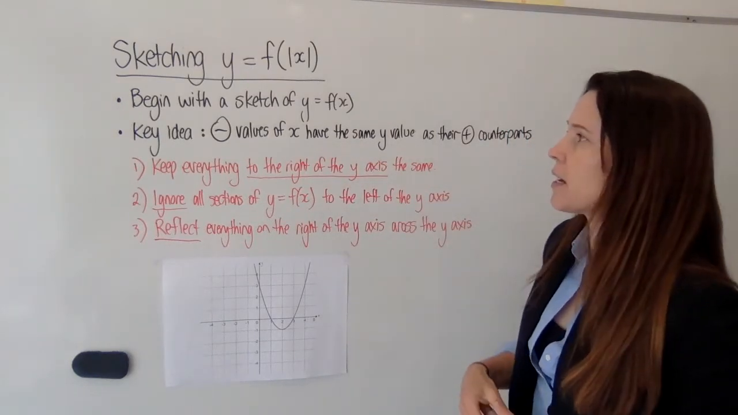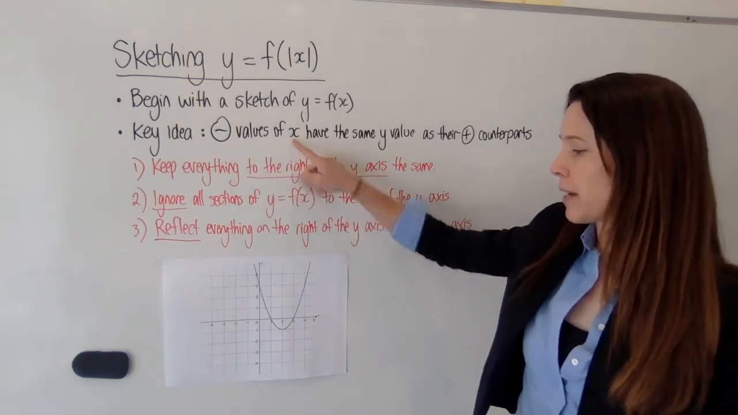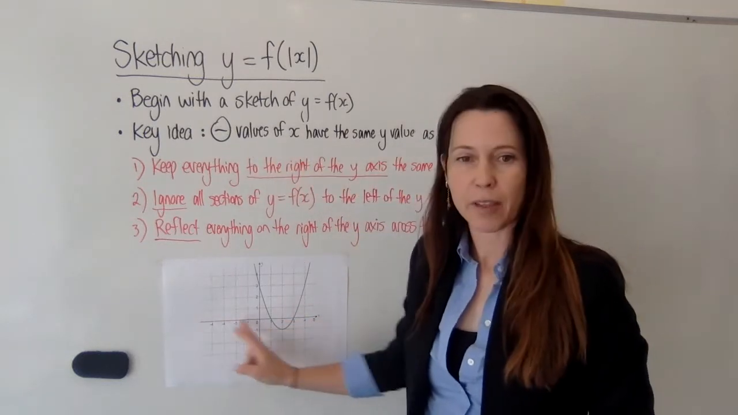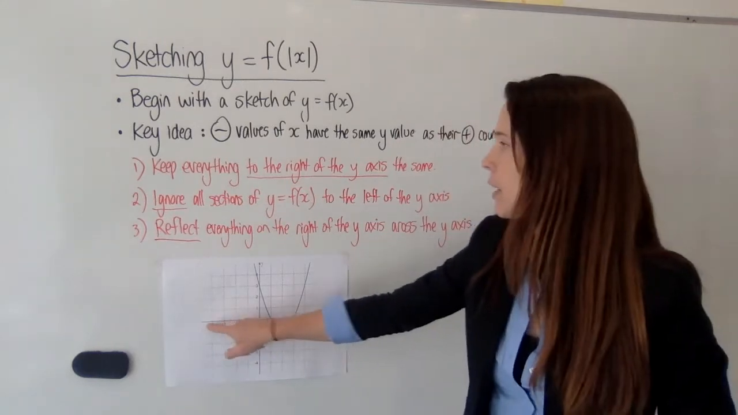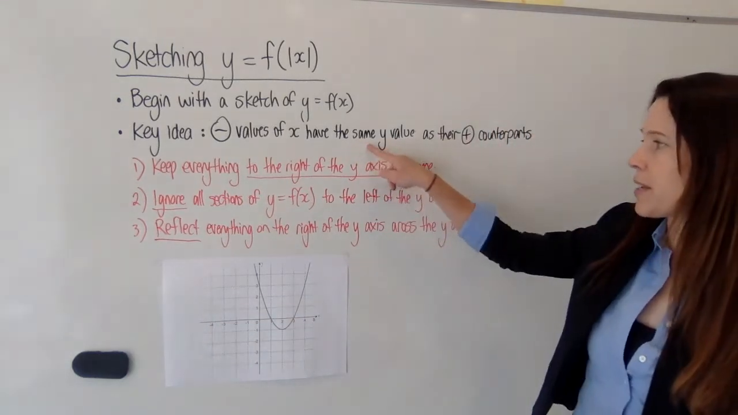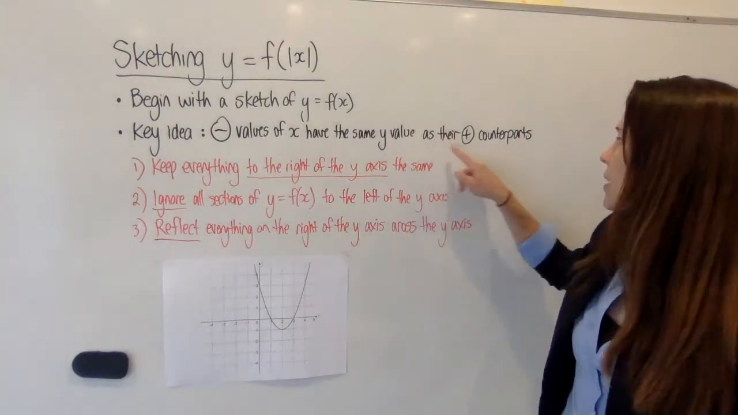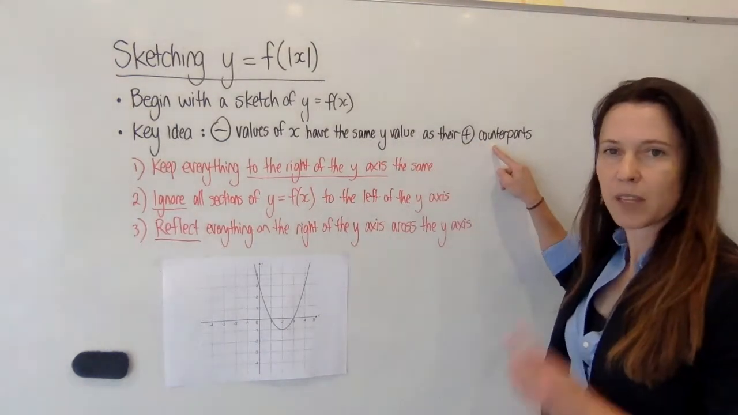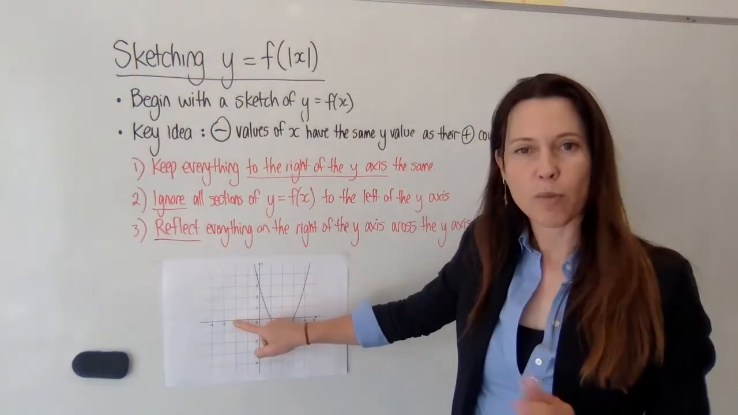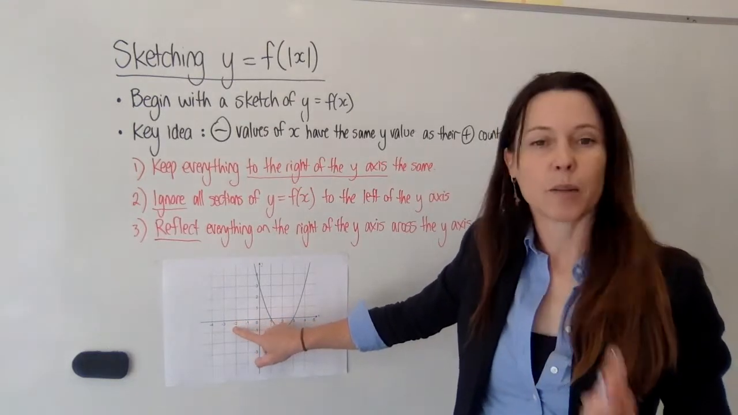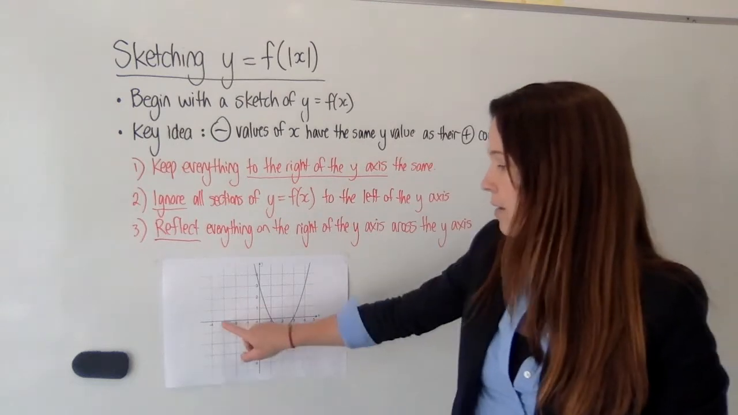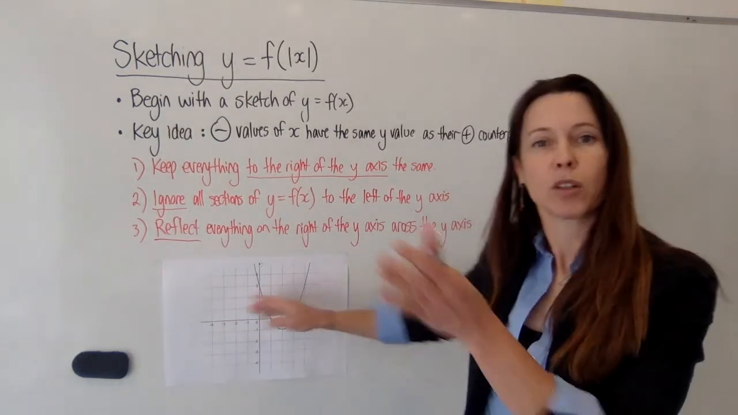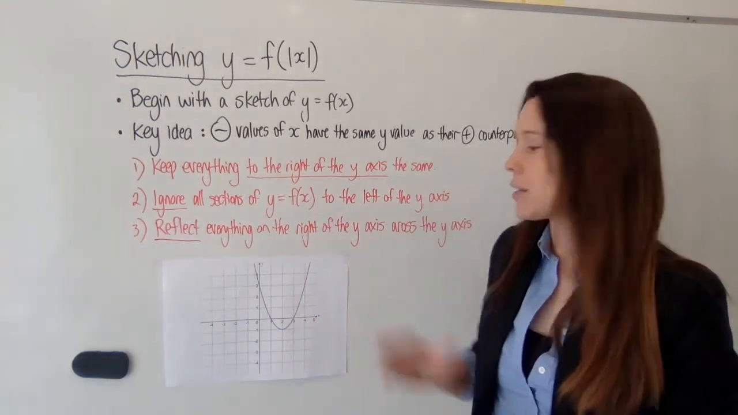So the key idea is that for any negative values of x, in other words, the numbers across here on the left-hand side of the y-axis, for any of those x values, they will have the same y value as their positive counterparts. If you're wondering what y value goes with negative 2, it'll be exactly the same as what goes with x equals 2. For x equals minus 3, have a look at what's happening for x equals 3, and that's where you'll go.